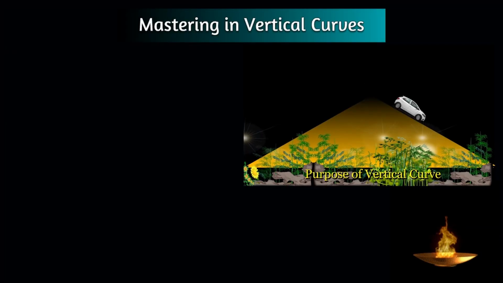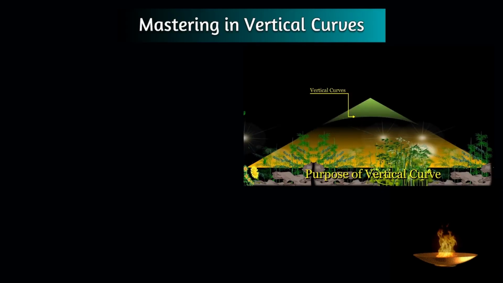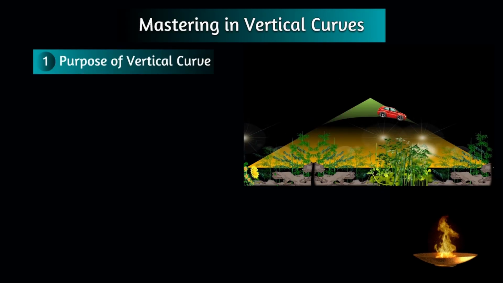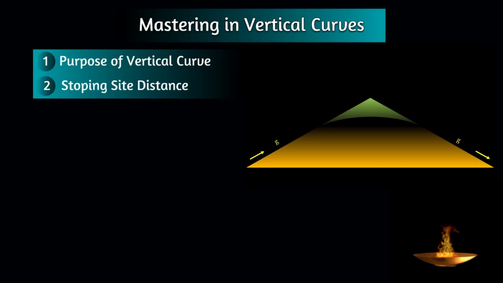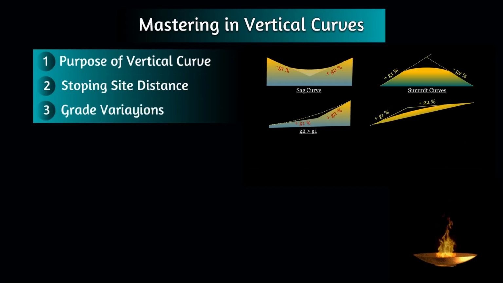Vertical curves are one of the most important elements in geometric design for highways. In this episode, we are going to see: 1. The purpose of vertical curve. 2. Stopping sight distance. 3. Introduction about grade variations.